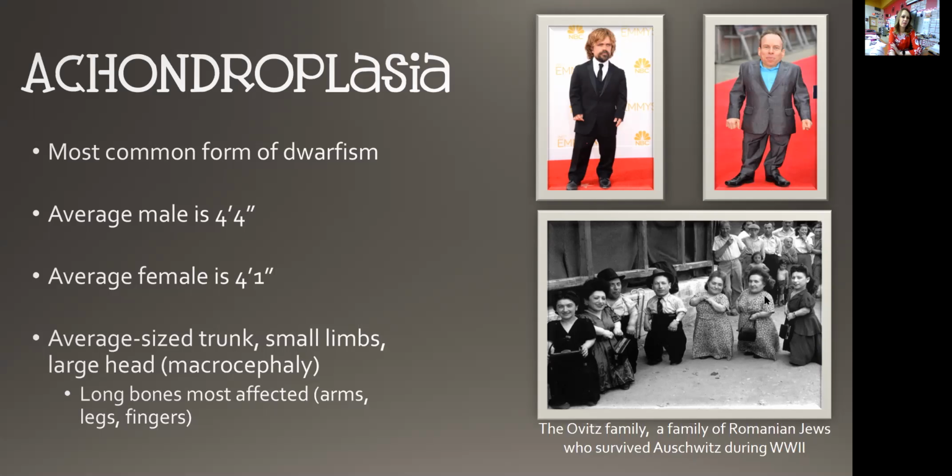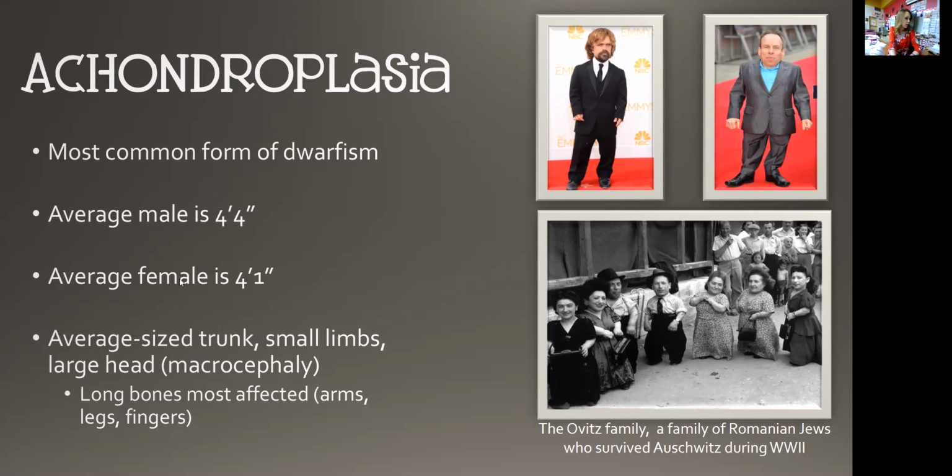Here we have a family of dwarfs from Romania who actually survived the Holocaust because they had achondroplasia. This was a trait that actually kept them alive because there was a doctor at a concentration camp who thought they were just the coolest thing ever. So he actually kept them alive through the Holocaust, not really on purpose, but they survived because of the disorder that they had.